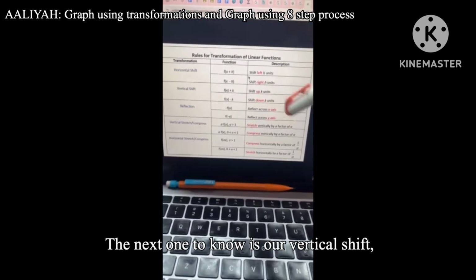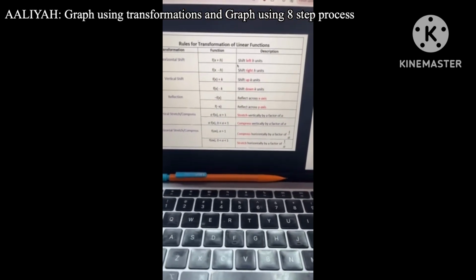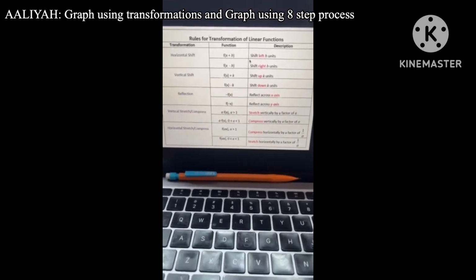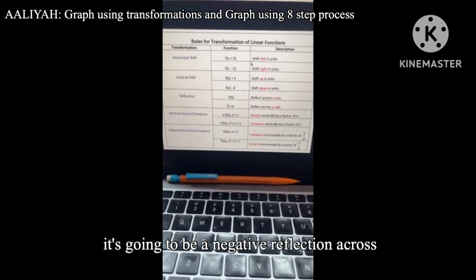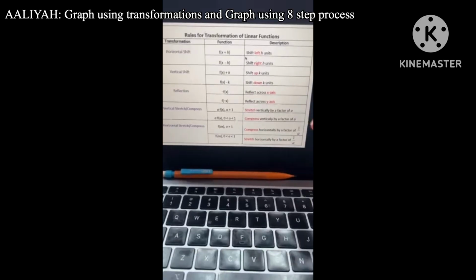The next one to know is our vertical shift, which is f(x) plus or minus k. When you're adding k, your graph is going to move up by k units. When you're subtracting k, your graph is going to move down k units. For reflections, if it's negative f(x), it's going to be a reflection across the x-axis, and if it's f(negative x), it's going to reflect across the y-axis.